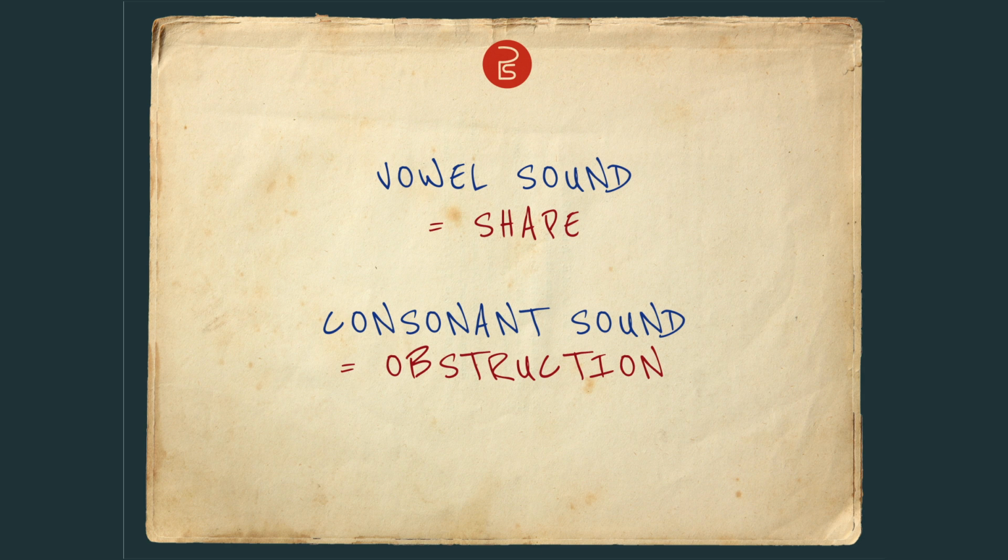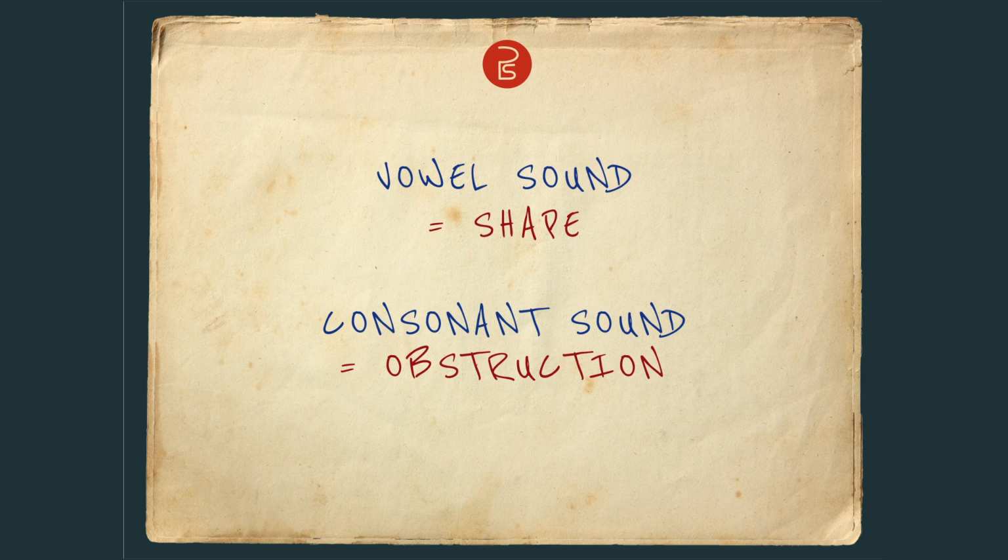G is the sound of a blockage. Brr is the sound of another blockage, but it's in a different place and in a different way. So you could say that consonants are the sound of obstruction. Obstructions and shapes. Land and sea. I digress. Or do I?